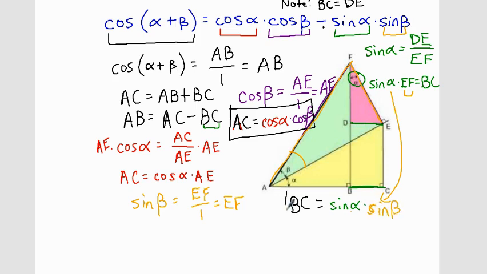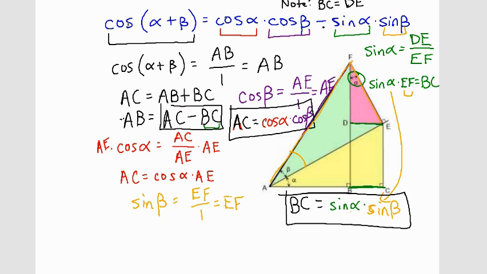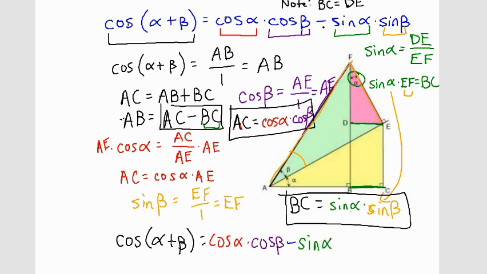So let's put a box around that, because now we have the pieces that belong to this. AB was cosine alpha plus beta. So cosine alpha plus beta is equal to our first box, which was the cosine alpha times cosine beta, minus the sine alpha times sine beta.